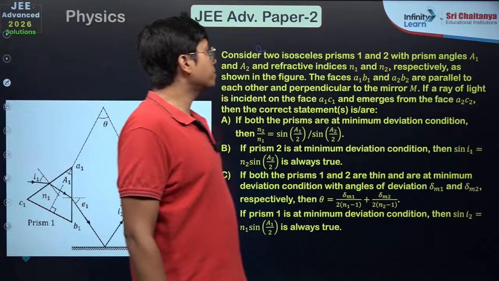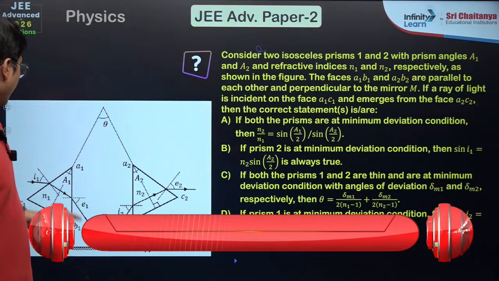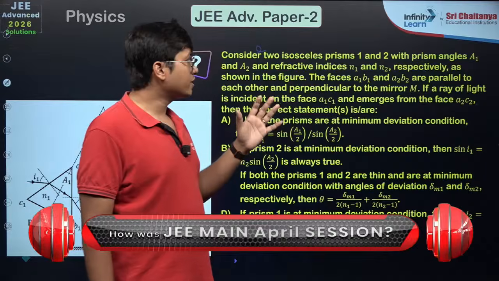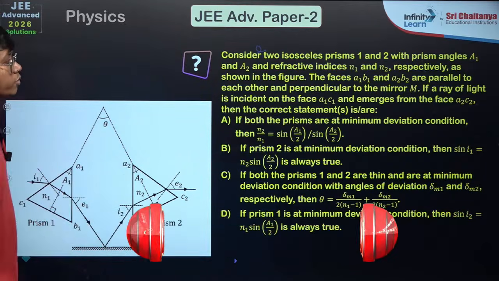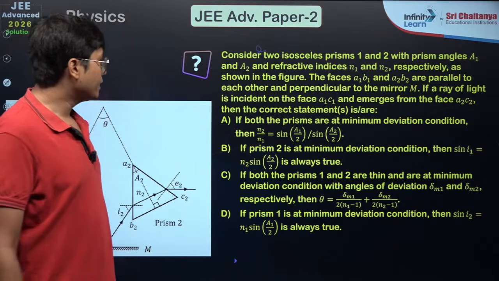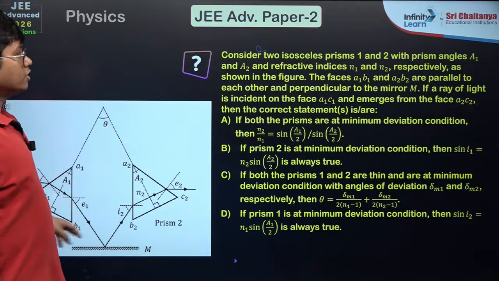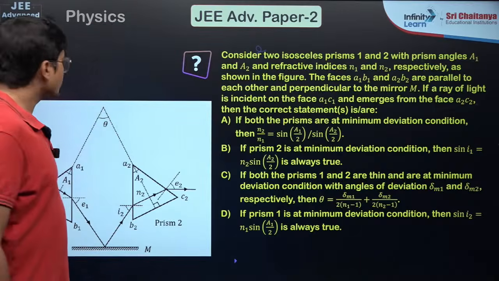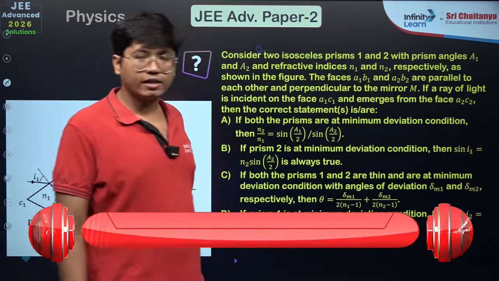Anyway, there are two isosceles prisms, 1 and 2, with their prism angles A1 and A2 and refractive indices N1 and N2. This is the diagram here. As shown in the figure, the faces A1, B1, A2, B2 are parallel to each other. These two faces parallel to each other and perpendicular to the mirror. If a ray of light is incident on the face A1, C1, emerges from the face A2, C2 on the other side, then the correct statement is our what?